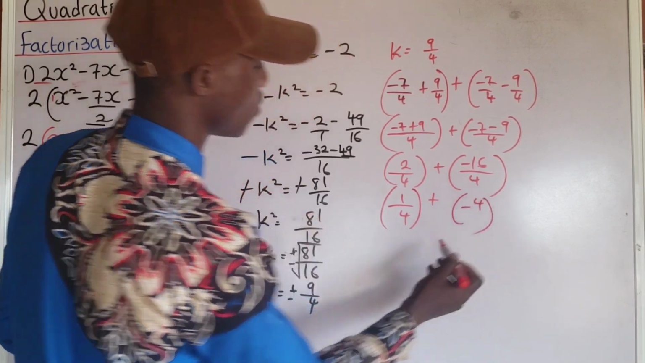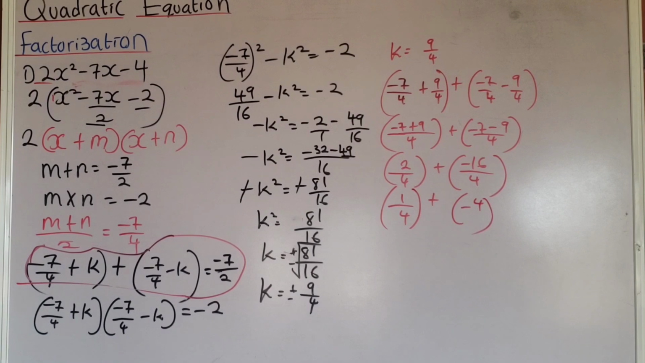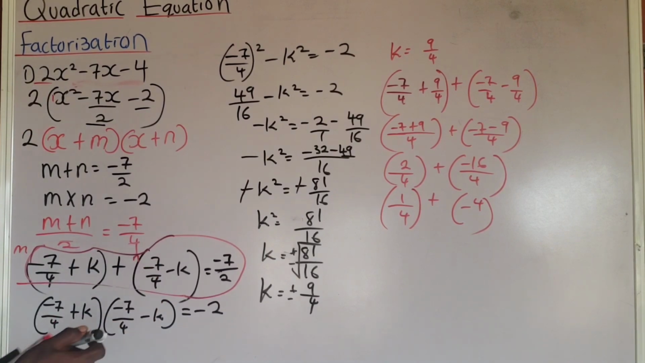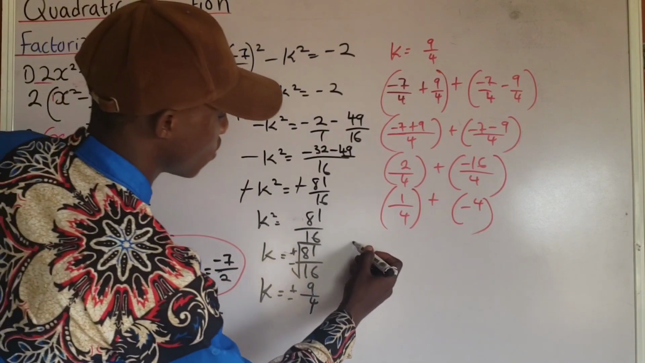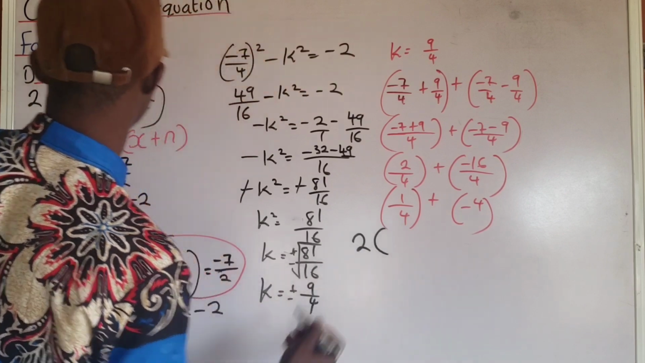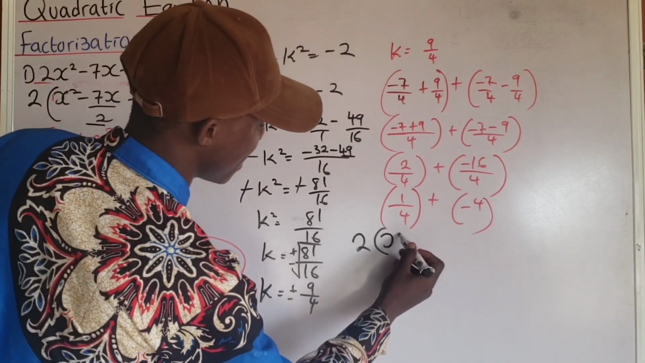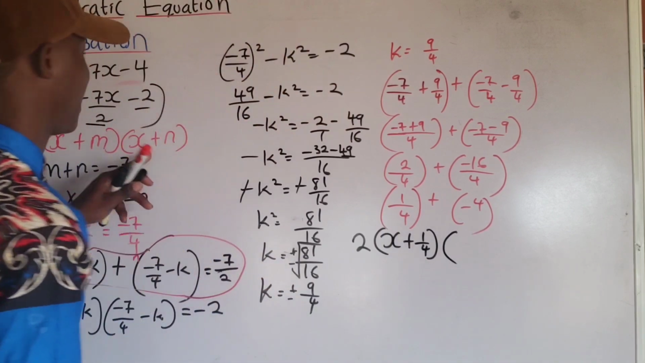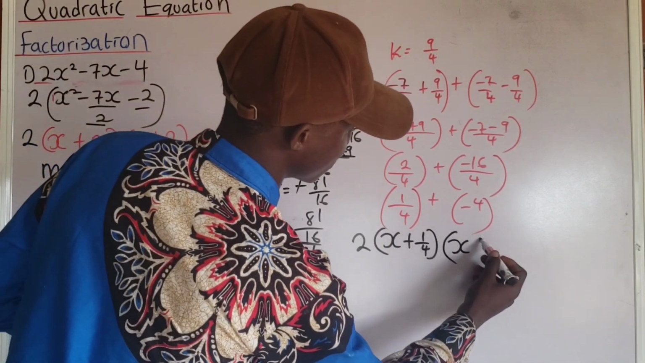Okay, negative 4. So now these are the two values that we got after substituting the value of k into this equation. Now we are going to replace those two values as m and n respectively. You see, this one is m and this one is n. You understand? Okay, so let us replace this. We are going to have 2 into bracket x plus m, that is x plus 1 over 2, x plus n, x plus negative 4.